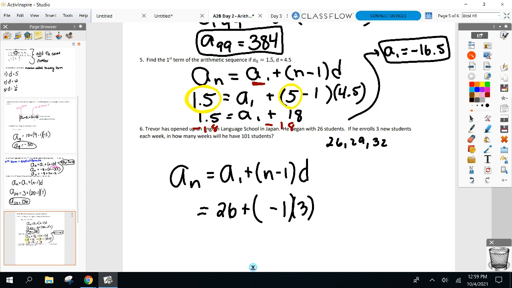If 101 is any term in the sequence, where do I plug in a term, any term in the sequence? A_n, 101. And you hit this, look at what you're trying to figure out. By solving for n, you're trying to figure out when do I hit 101? At what term do I hit 101 in the sequence? That's what the n's going to be.